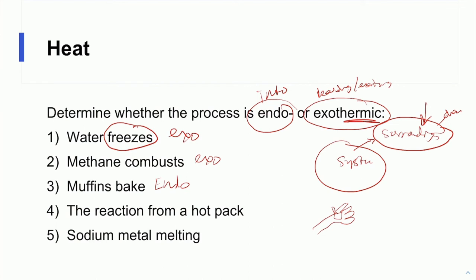The reaction from a hot pack. Okay, a hot pack obviously is going to feel hot, and so when you feel it on your hand, it's releasing heat, right? And so you feel that heat. That's an exothermic process. Last one, a sodium metal melting. Okay, in order for a metal to melt, or anything to melt really, it has to have more heat go into it, right? So it's going to be an endothermic process. The heat is going into my system.